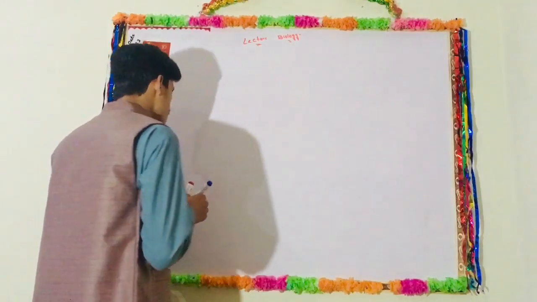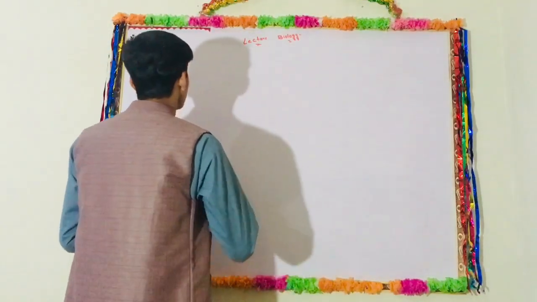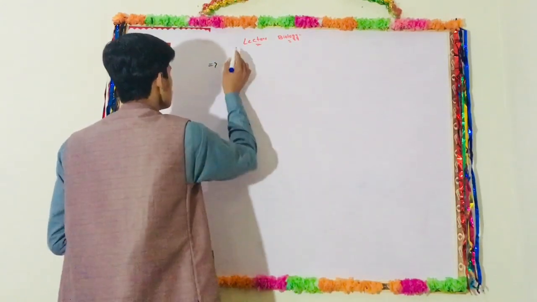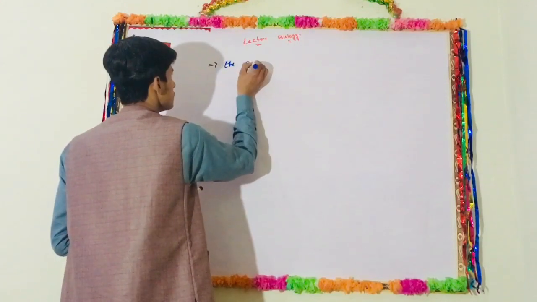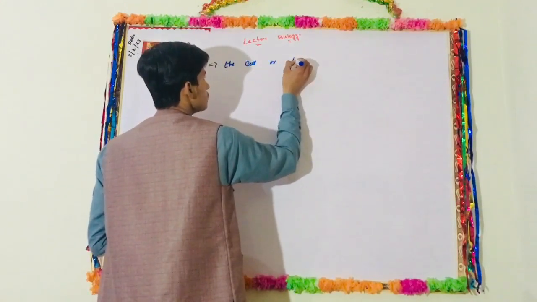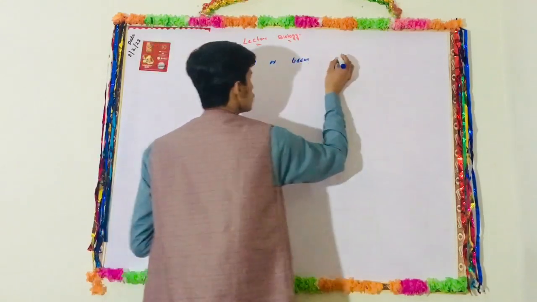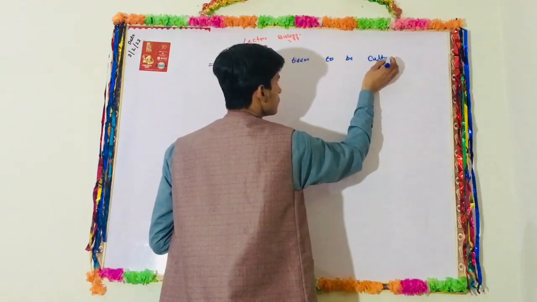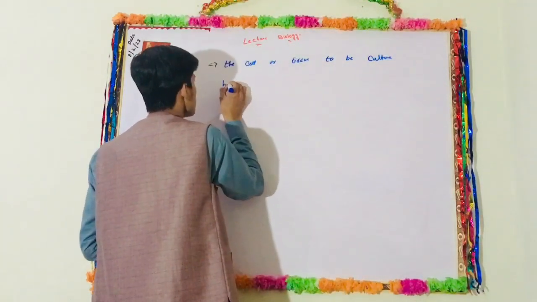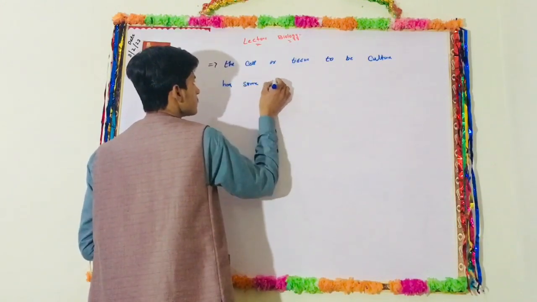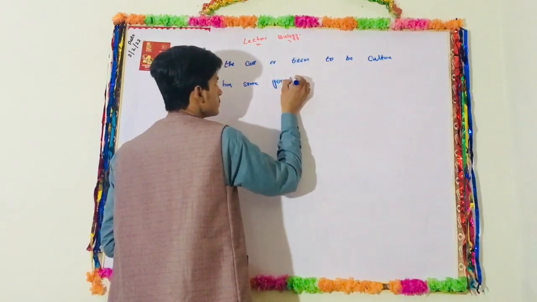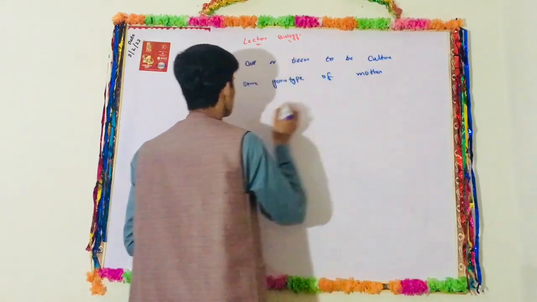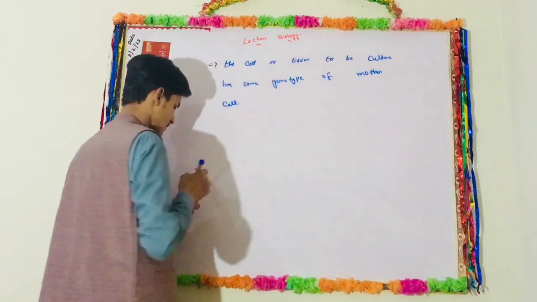The cell or tissue to be cultured has some tissue culture points. The cell or tissue to be cultured has some genotypes, the genotypes of the mother cell.